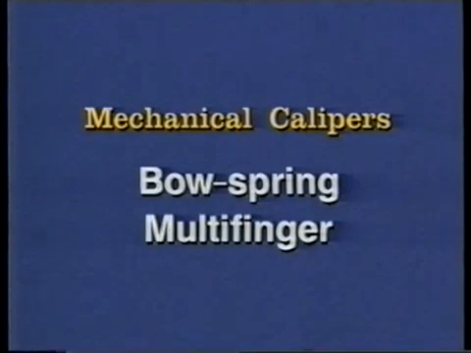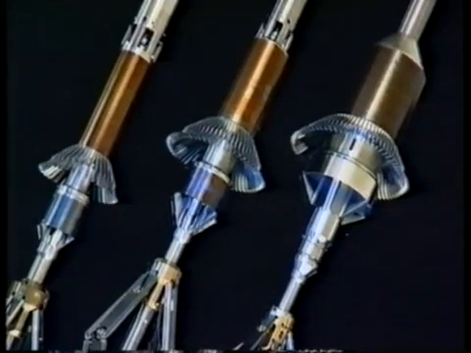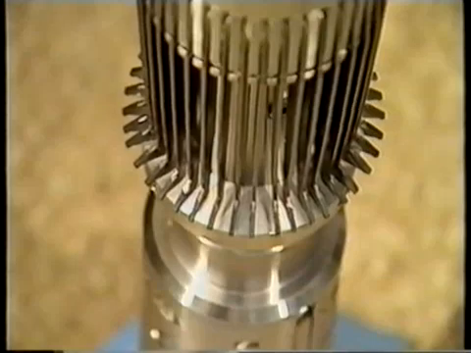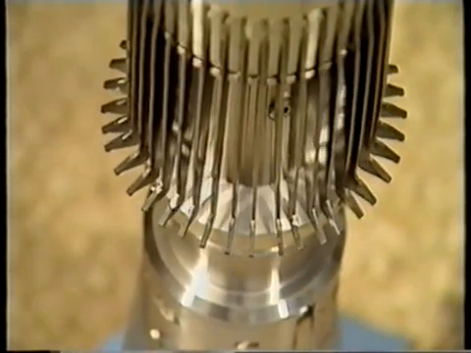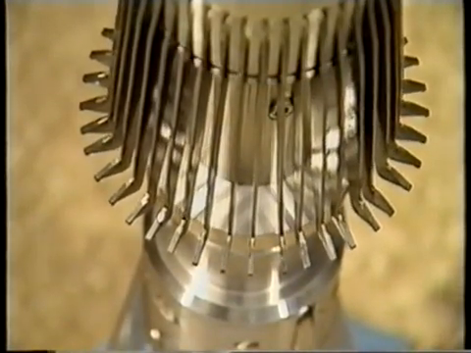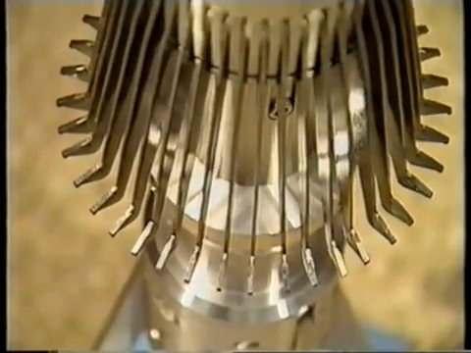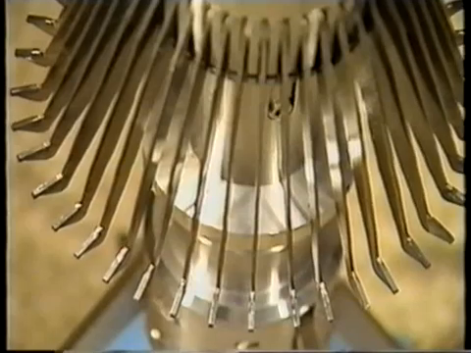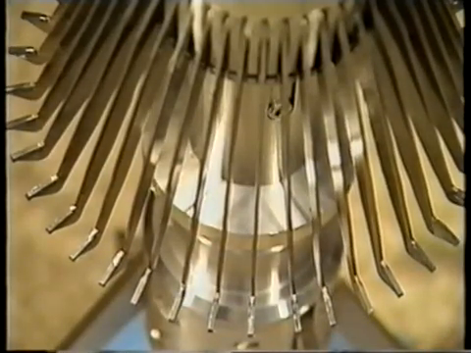The second type of mechanical caliper is the multi-finger type, with anywhere from 40 to 80 individual fingers. As these fingers scrape the pipe wall, their maximum deflection is monitored. A single measurement of the maximum deflection among all the fingers is most common, although some tools are capable of providing a maximum and minimum indication.